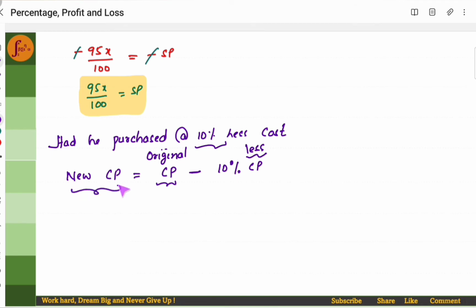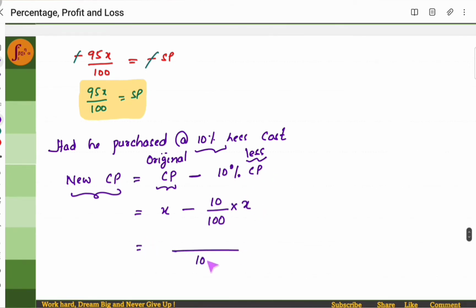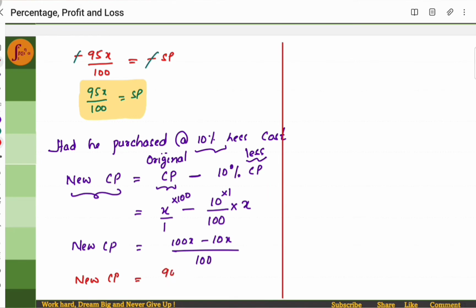So let's first find out the new cost price, assuming that he has bought it at lesser cost. Let's assume that he bought it at 10% less cost and get the new cost price. So original cost price is X. 10% is 10 by 100 into cost price X. So we'll take the LCM again. This will be 100 times and this will be once. So it will be 100X minus 10X. The new cost price is equal to 90X by 100. So we got the new cost price.